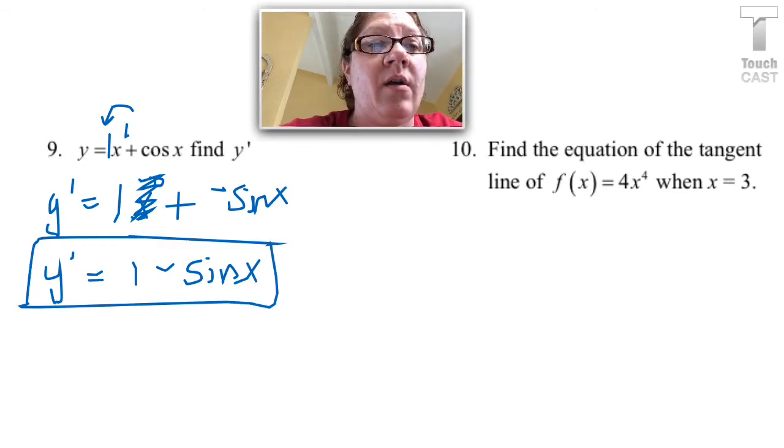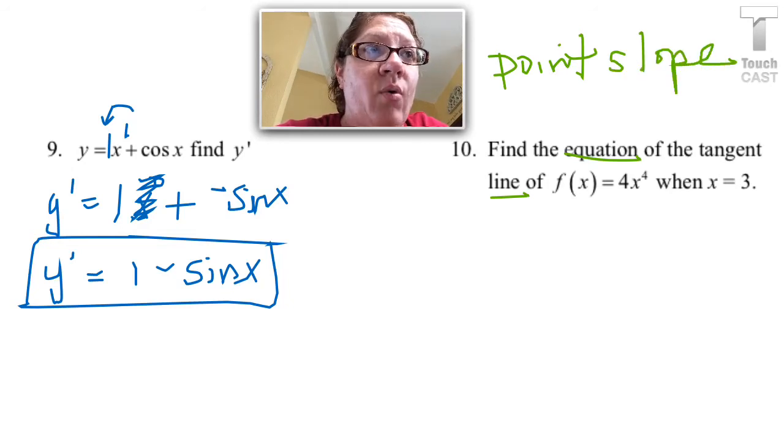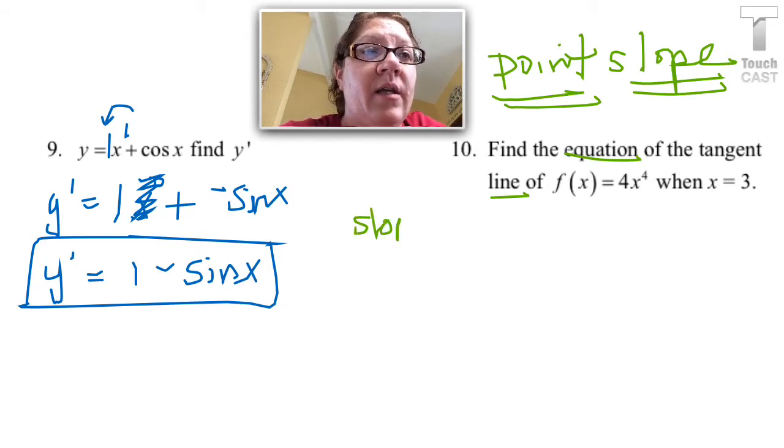Now on number 10, when I see find the equation of blah blah blah line, I think point slope form. It's my favorite form. So in order to do that, of course, I need a point and a slope. Well, I can find my slope by taking the first derivative. So I'm going to do f prime of x, that's first derivative. Oh my gosh, look at this.